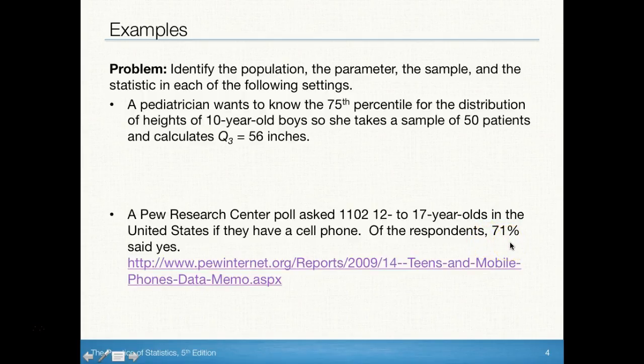So our population is all 12 to 17-year-olds in the United States. Parameter will be P, the true proportion who own a cell phone. Our sample is the 1,102 12 to 17-year-olds in the U.S. who responded, and our statistic, our P hat value, would be the 71%. P hat equals 0.71.